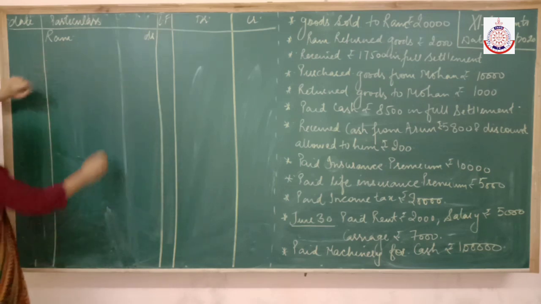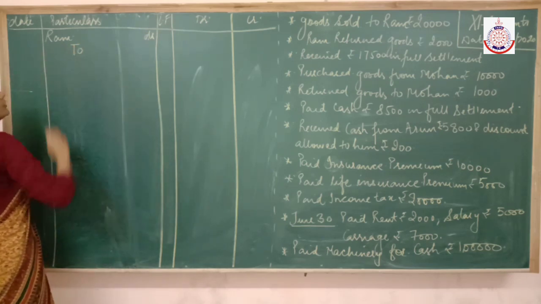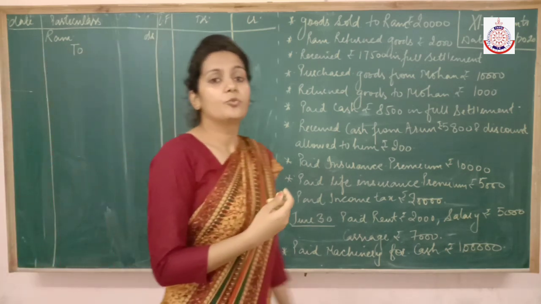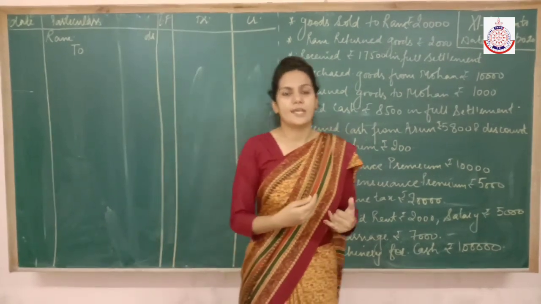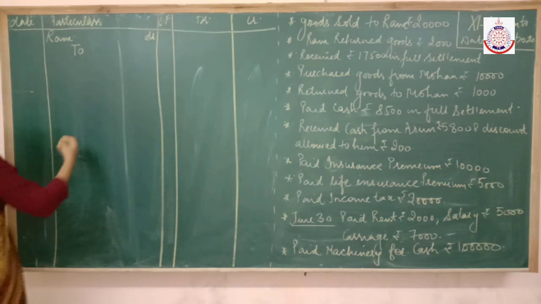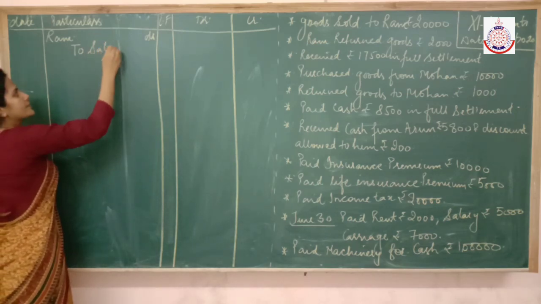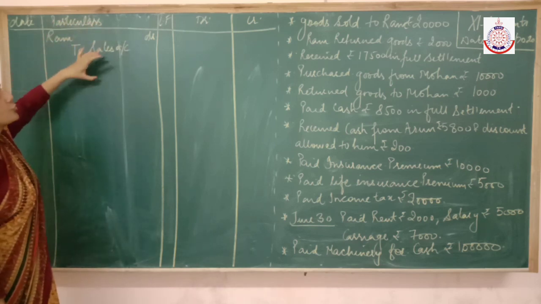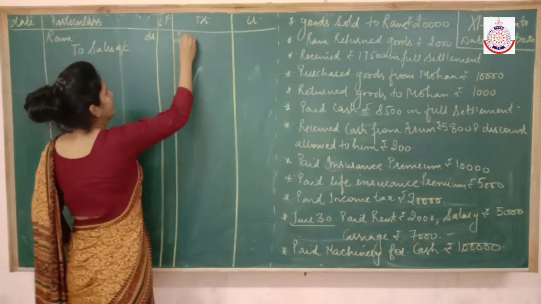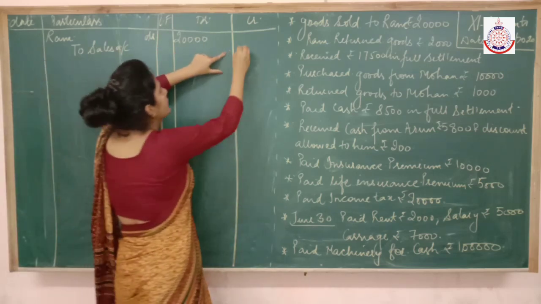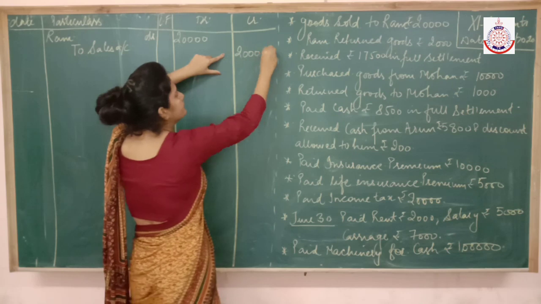Fine. And now goods are going out of the business. So when goods are your assets, assets come under real account, and the rule of real account is debit what comes in and credit what goes out. So here you have to use the word to sales, and you have to credit sales account because the goods are going out of the business. So entry is Ram to sales. Ram account will be debited, so write in debit column, and sales account will be credited, so write in credit column.